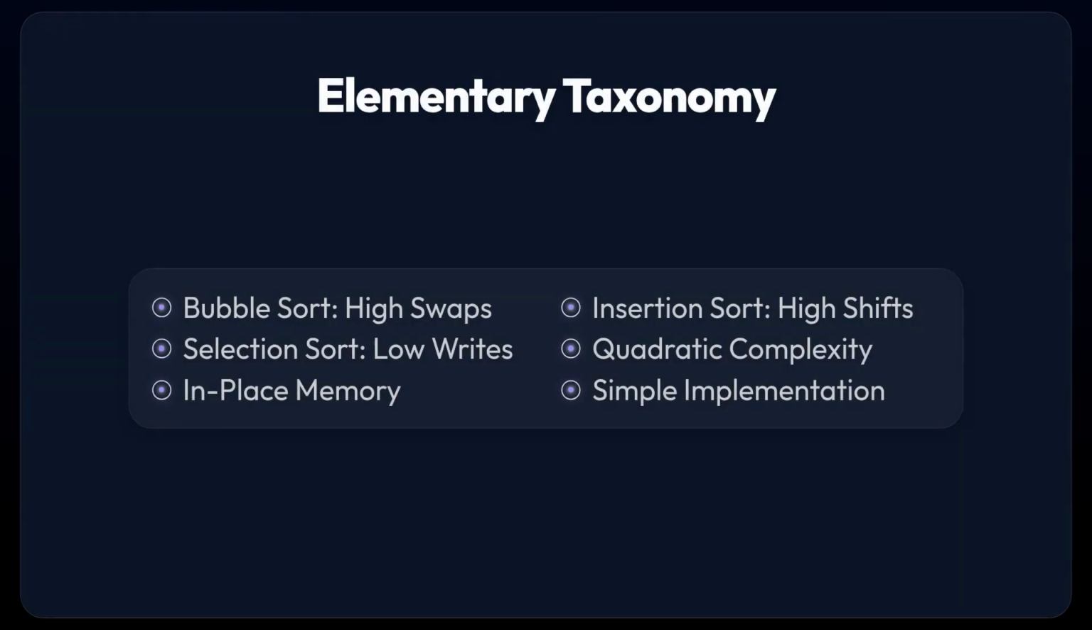When we look at elementary quadratic algorithms, we see a spectrum of trade-offs. Bubble sort is notorious for excessive swapping. Insertion sort is excellent for nearly sorted data but requires massive data shifting. Selection sort occupies a unique niche. It minimizes memory writes. It is deterministic, in place, and, as we will see, highly specific in its utility.